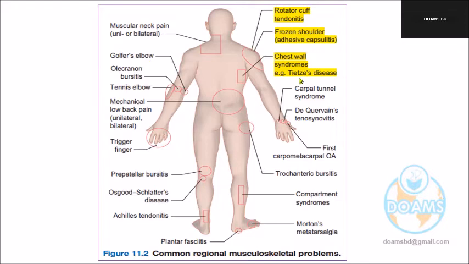One important thing that can be confusing is Tietze's disease or Tietze's syndrome in the chest. If it happens on the left side, sometimes the patient as well as the doctor confuses it with myocardial infarction. So how dangerous it could be. If you understand what Tietze's syndrome is, you can assure the patient: don't worry. So these are varied musculoskeletal conditions, more common in practice.